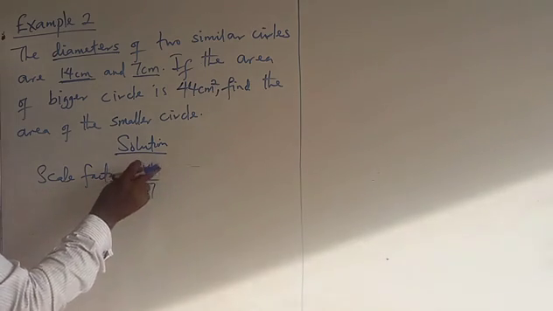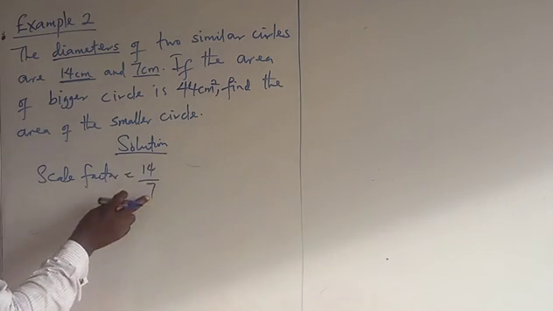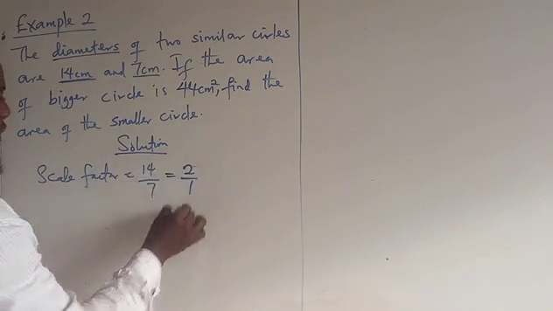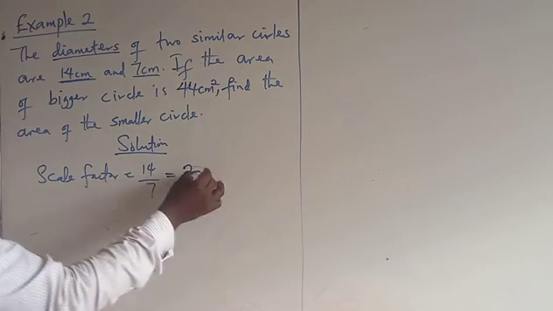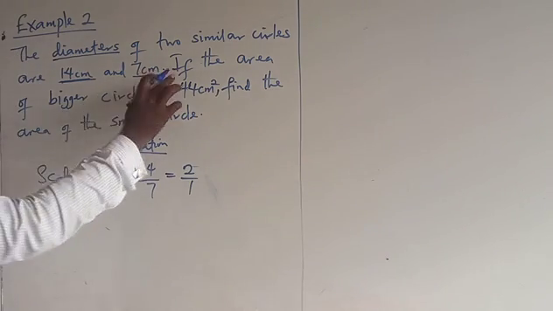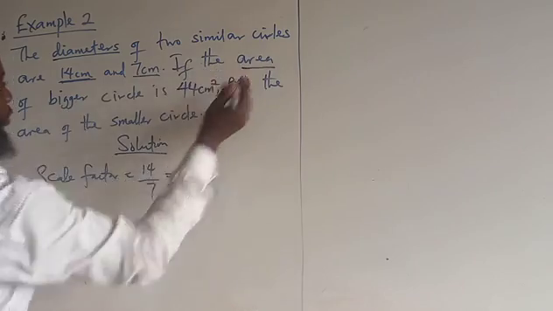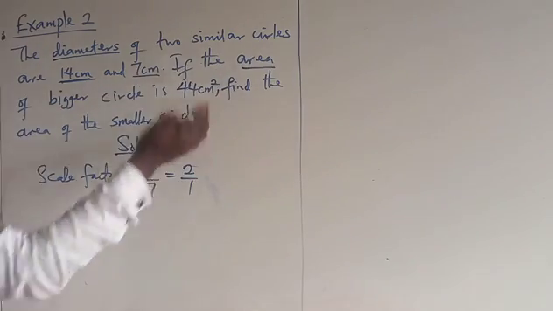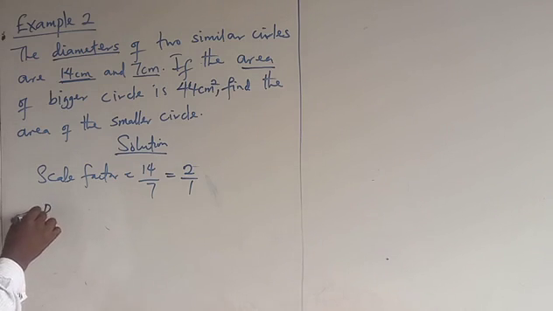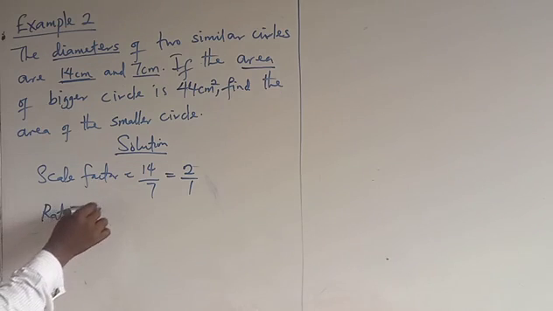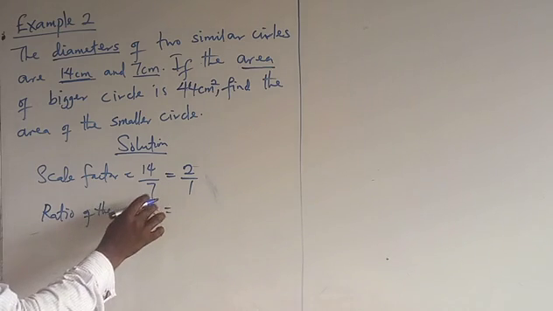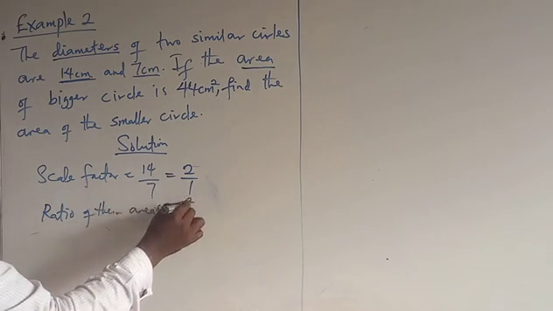14/7. So the 14 centimeters is representing the bigger circle, while 7 centimeters is representing the smaller circle. This gives us 2/1, that is 2. So let's leave it like this. Now, this scale factor, don't forget, if we must look for area, we need to find the ratio of their areas. So that gives us the square of this.